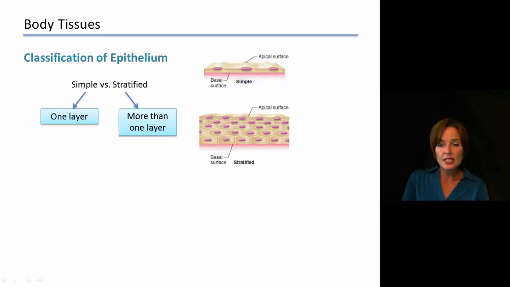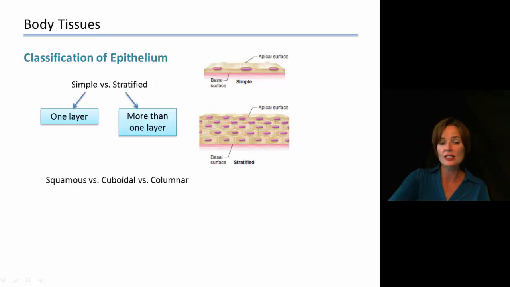We can see the pictures of them right here. So the one on the top is your simple epithelium. So notice it's just one single layer there. And then the stratified, you can see we've got numerous layers. And in that particular picture, we've got 5 layers of cells in that stratified tissue.